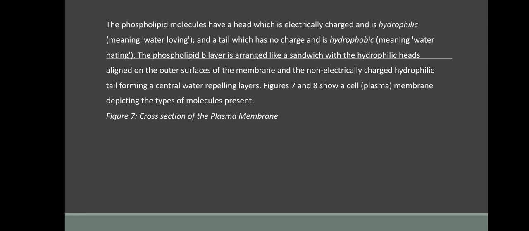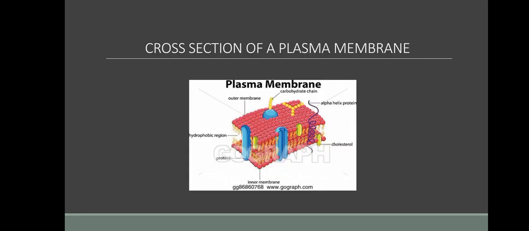So figures 7 and 8 show a cell plasma membrane depicting the types of molecules present. So this is the plasma membrane. This is the outer layer on top. These are hydrophilic, and the other ones are water hating. So there's the outer membrane, carbohydrate chain, alpha helix protein, cholesterol, hydrophobic region, and the protein there, then the inner membrane.